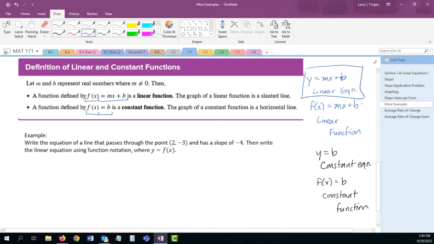Both of those are valid, right? And this is just one way to say it. This is the other way to say it, right? Whenever you use function notation, you have a function. Whenever you don't use function notation, you have an equation. So it's bringing in that function title, and then always right beside it in parentheses is the independent variable. Okay? And then the same thing down here. Constant equation, constant function.